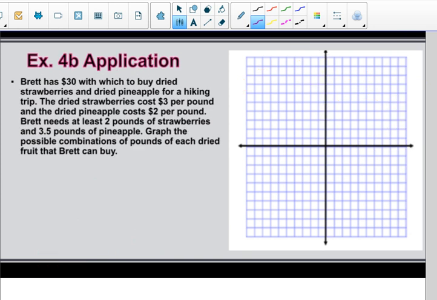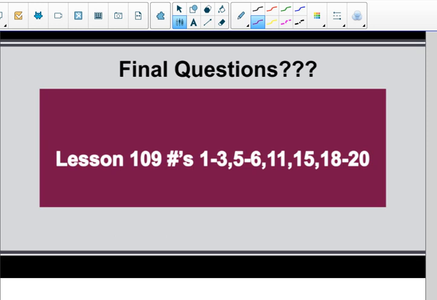You may do the last one yourself for extra practice. Your assignment for next time will be lesson 109, numbers 1 through 3, 5 and 6, 11, 15, 18, and 20.